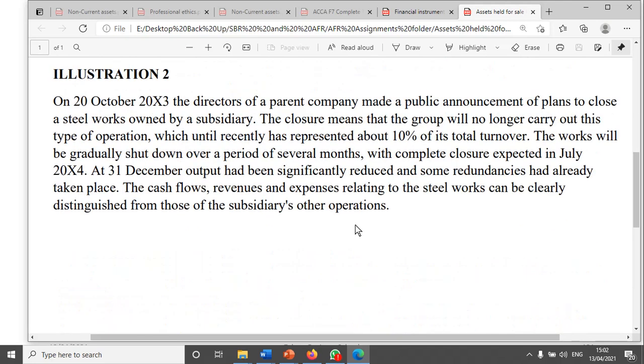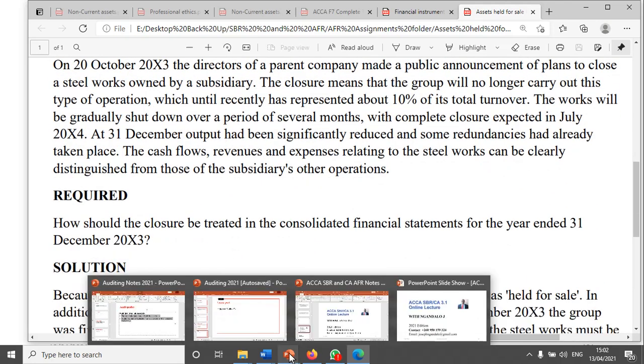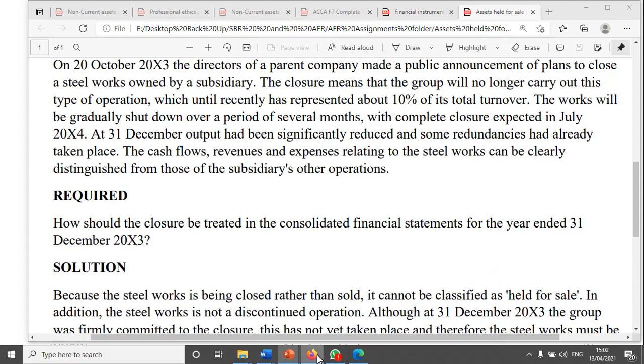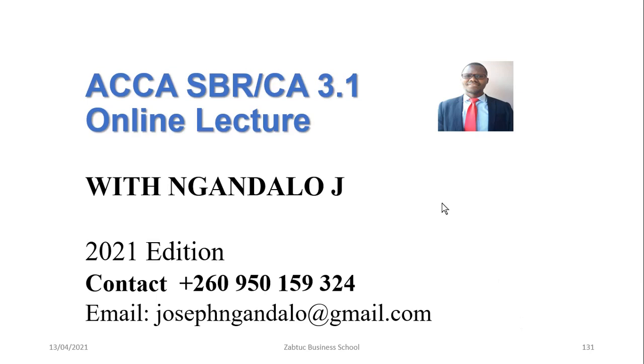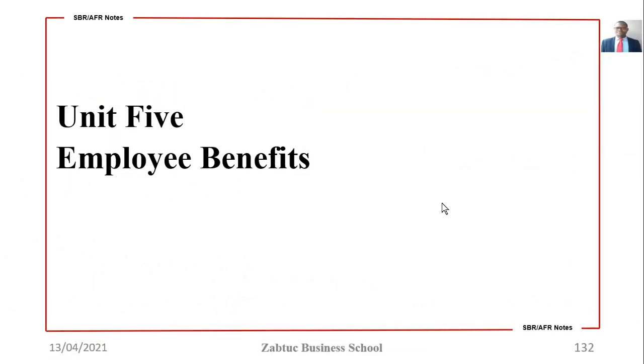Let us now discuss today's topic, at least in terms of theory: employee benefits. Next time when I send you a recording, I will be sharing how to deal with questions under this particular topic. So let us get a bit closer to that.